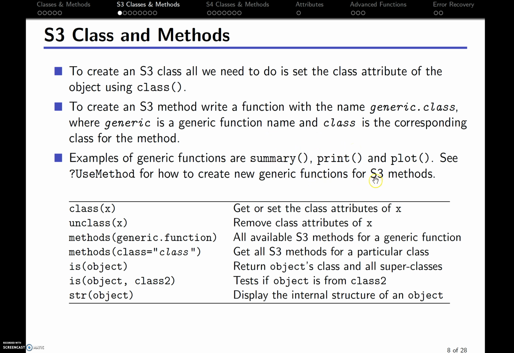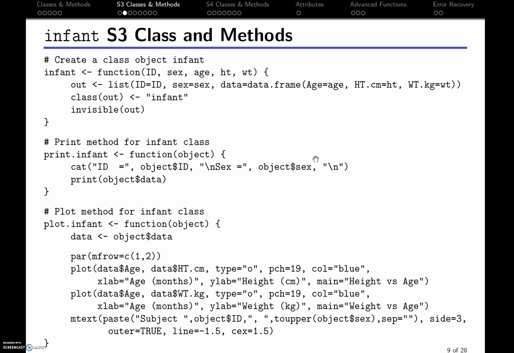We just went over summary, but also print is an obvious generic function as well as plot. But class, unclass, methods, and str that reveals the internal structure of an object are some other examples. So let's get started on defining this S3 class for the infant context.